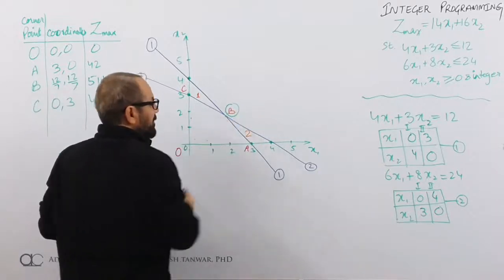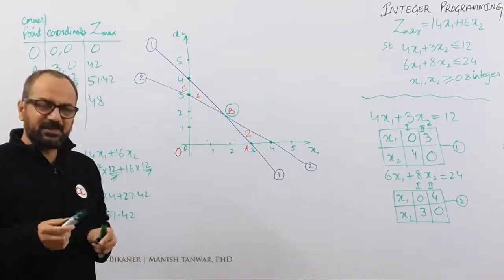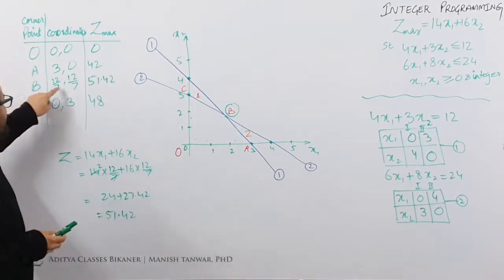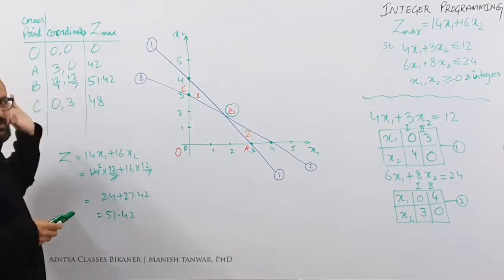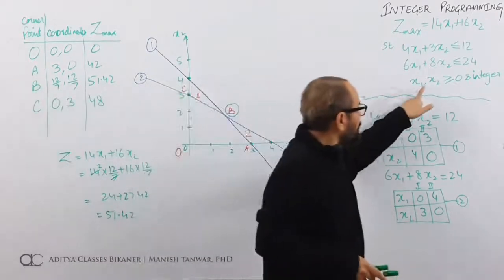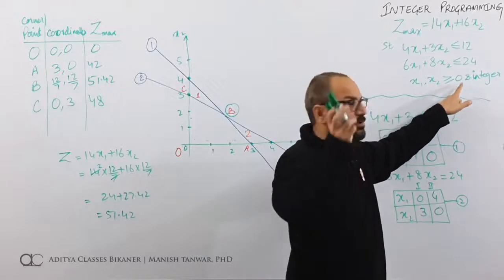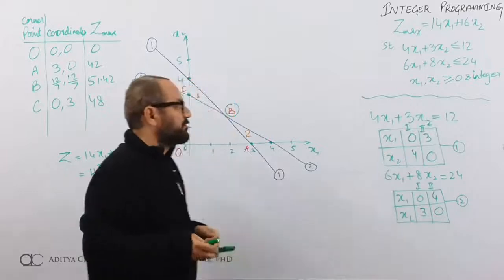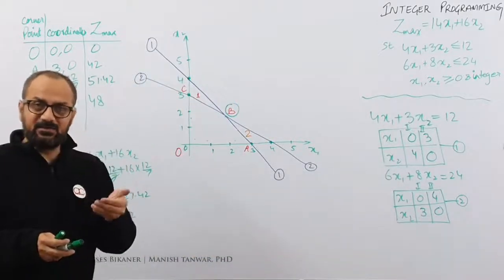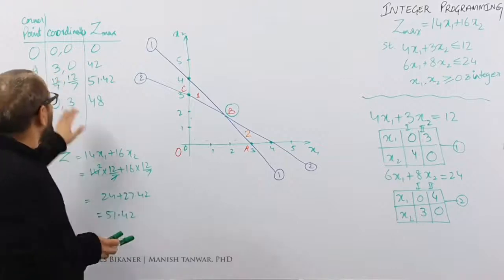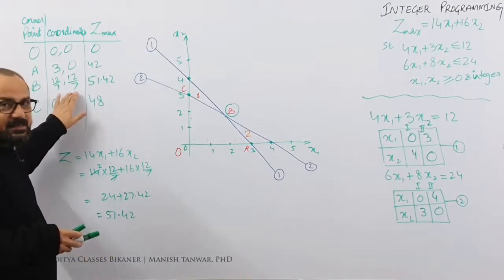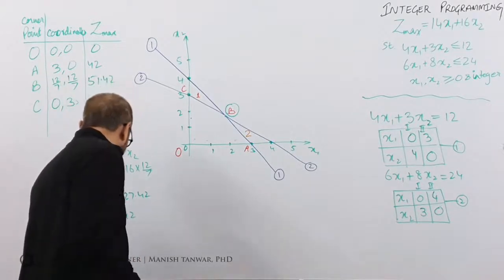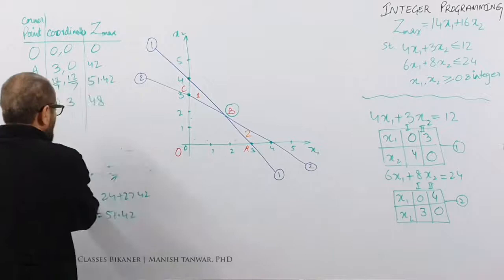B is the maximum. So if it were a normal simplex problem, this would have been my final solution, that x1 is equal to 12 by 7 and x2 is equal to 12 by 7. But x1 and x2 should be greater than 0 and they should also be integers. So this is the catch, this is the new issue. I've solved this for 12 by 7, 12 by 7, but these are not integers. I need to find out integer values, so we'll have to explore it further.